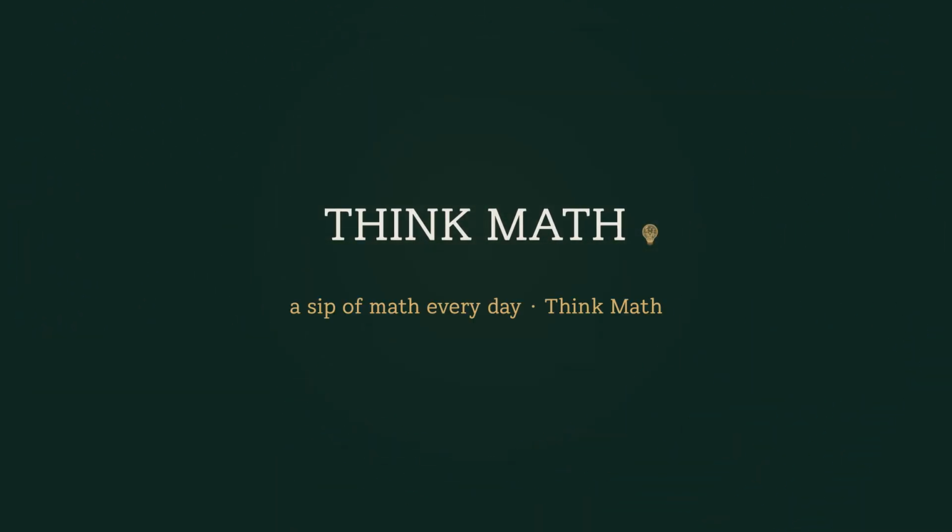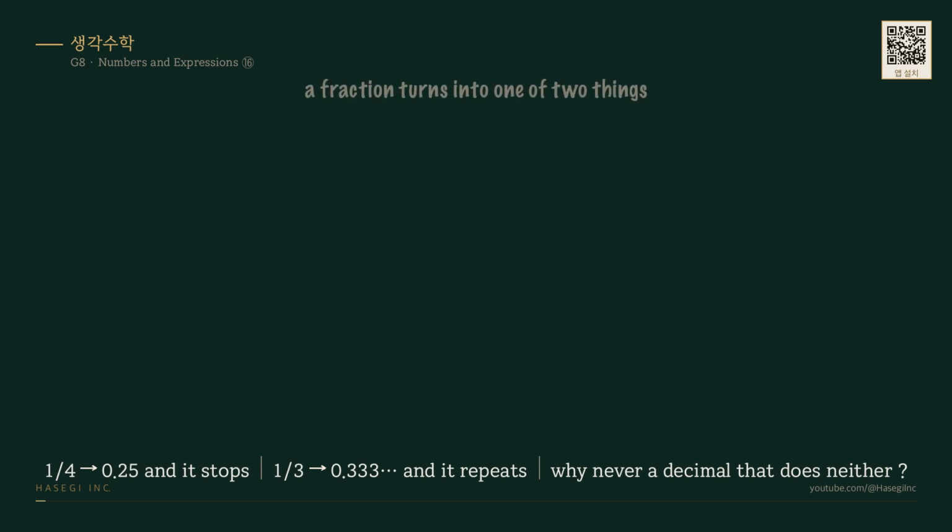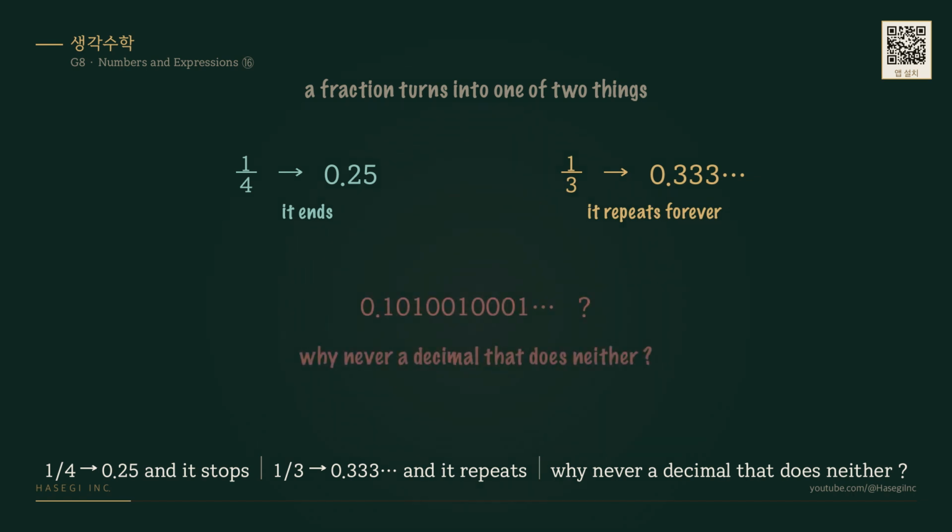Think math. Turn a fraction into a decimal and you get one of two things. 1/4 becomes 0.25 and stops. 1/3 becomes 0.3 repeating and never stops. But here is the odd part. Why does a decimal that neither stops nor repeats never show up?